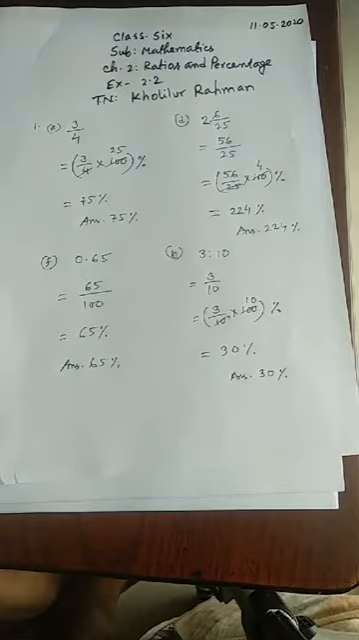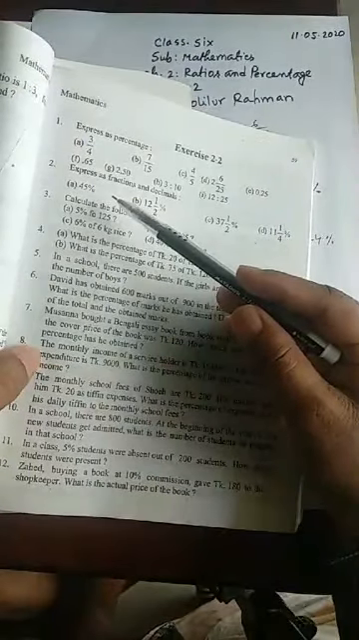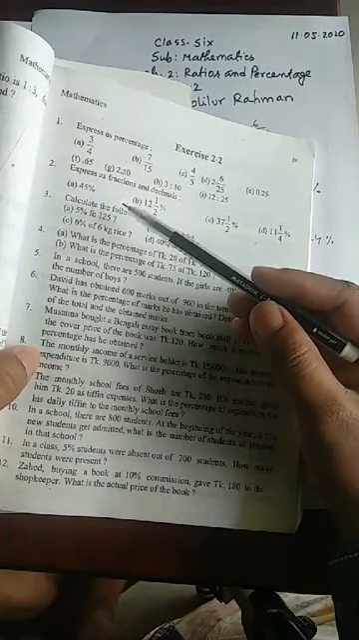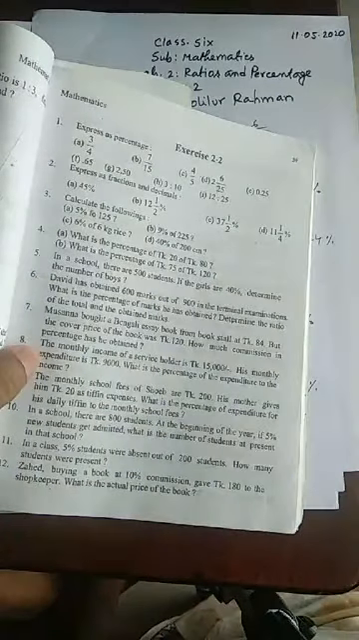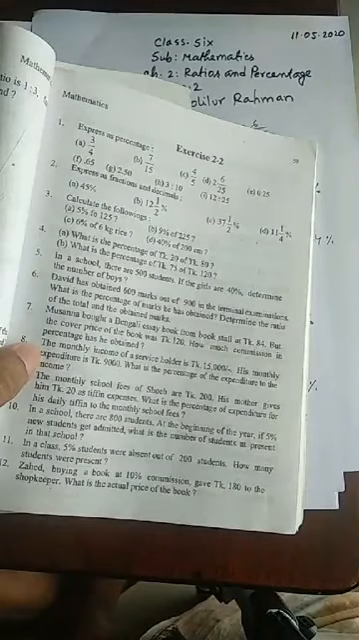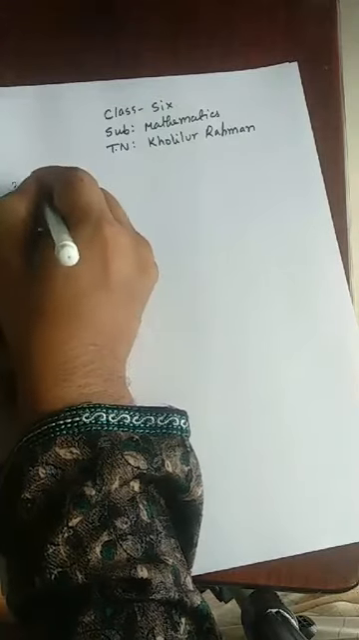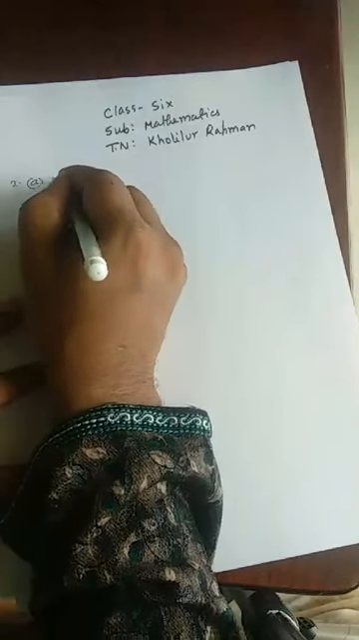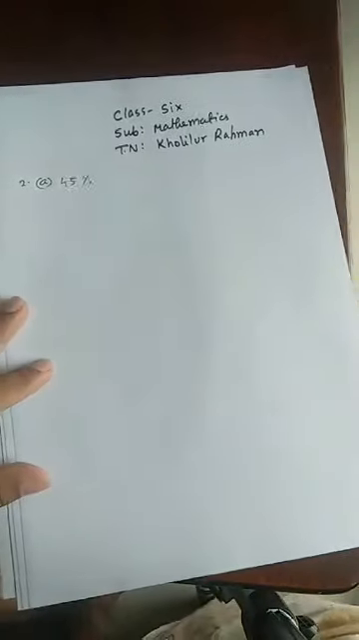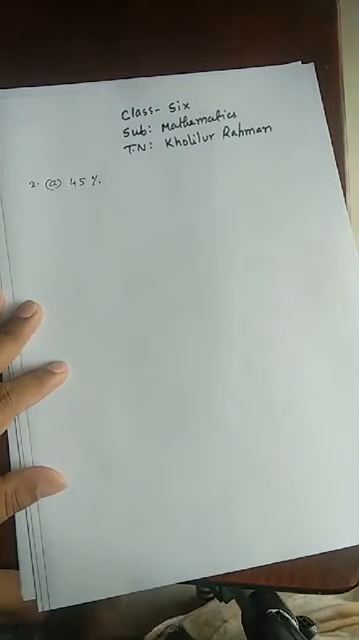Now I'm going to solve the next number, 2: express as fraction and decimals. You see now the percentage is given, you have to convert it into a fraction and also into a decimal. I'm going to show first 2A. You see how is it possible? 45%. Am I right? 2A, it is 45%.